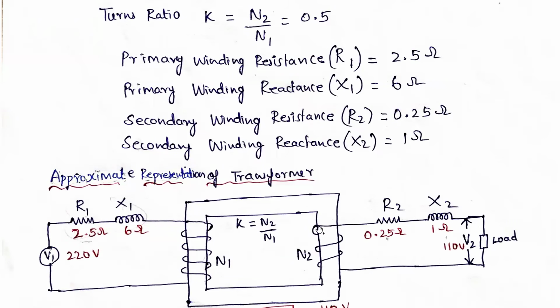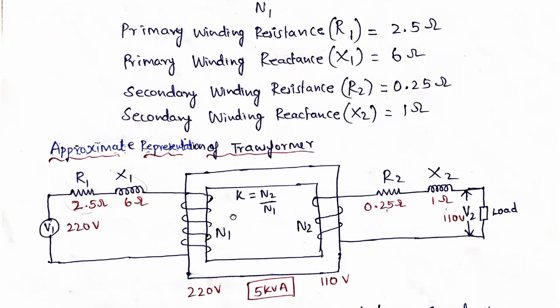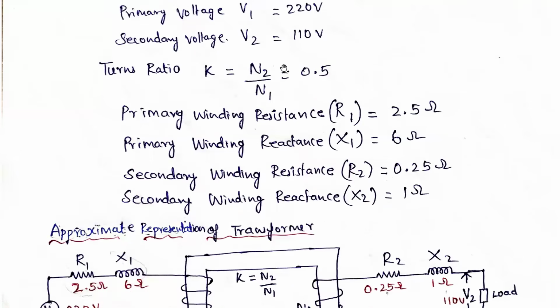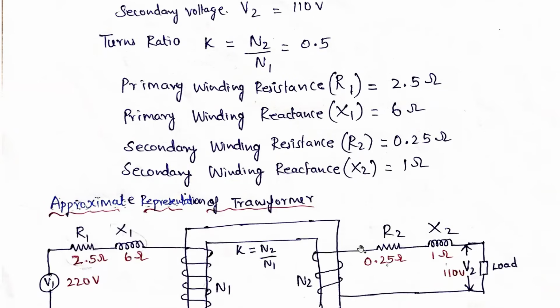A transformer works on the principle of mutual induction. A transformer is a static device which converts one form of power, energy or voltage to another form of voltage without changing the frequency. So frequency is maintained constant in the transformer.